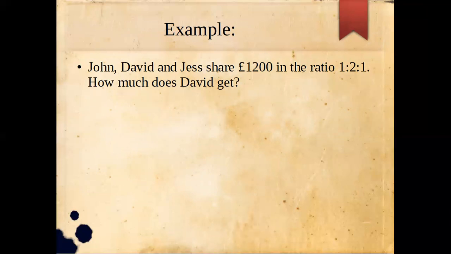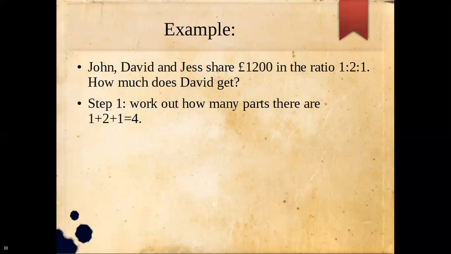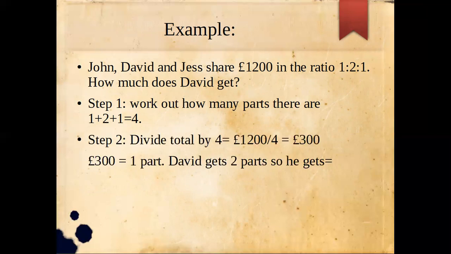How much does David get? So you can do the same method every single time here. The first step is to work out how many parts there are, which is 1 plus 2 plus 1, which is 4. Then you divide the total by the number of parts to work out how much one part is.